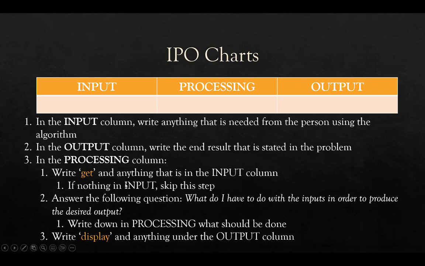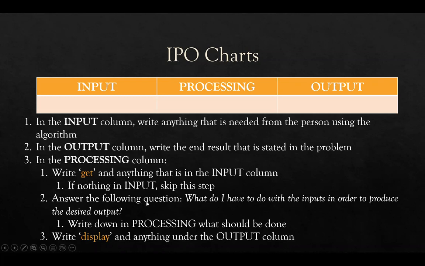So in the processing column, write get. That's actually the word, and anything that's in the input column, okay? And if there's nothing in the input, skip this step, because what we have to remember to do is we have to move the stuff that the input device is giving us into the area so it can be processed. So that's where the get comes from.